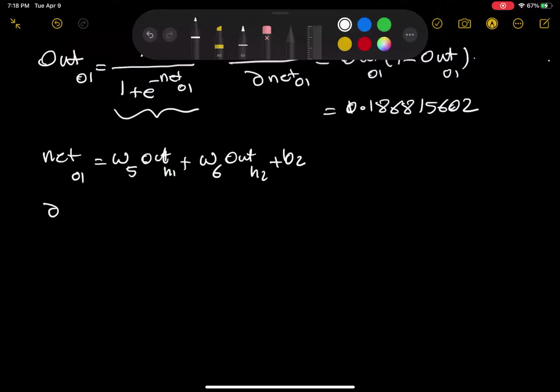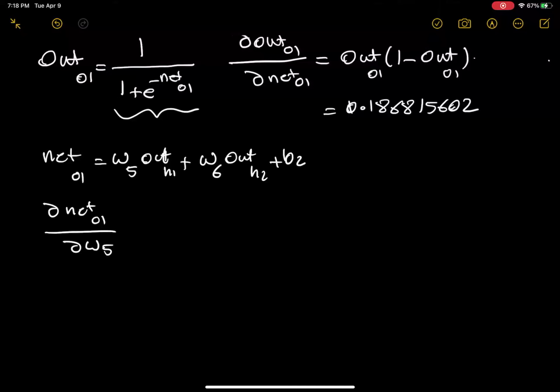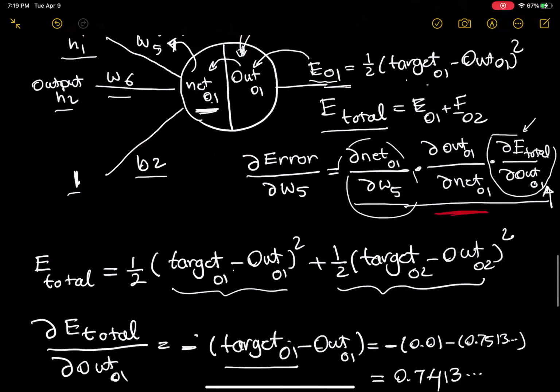And the derivative of net of O1 with respect to W5 is equal to out of H1, which is equal to 0.59 and so on, which we already have. Good. Now we have all these three components: the first one, this one, and this one.